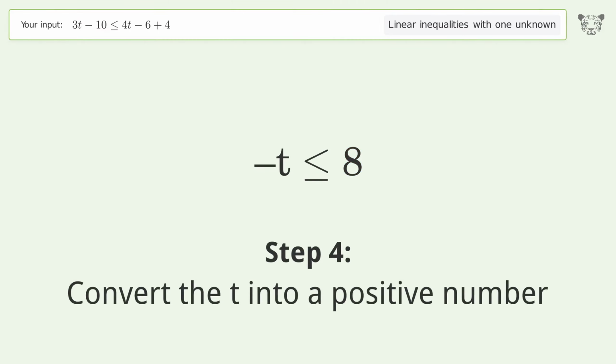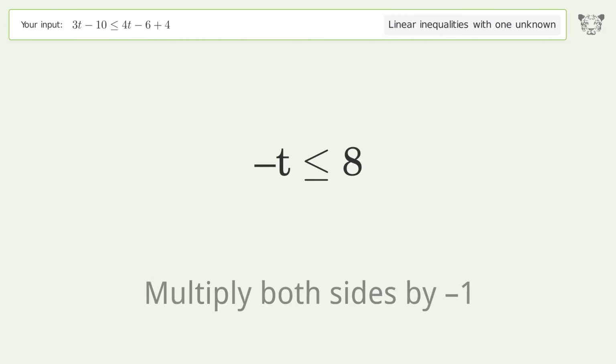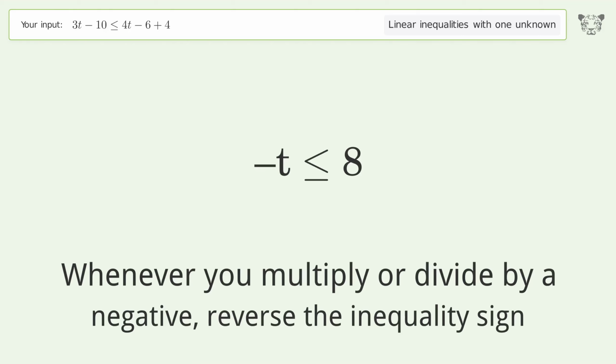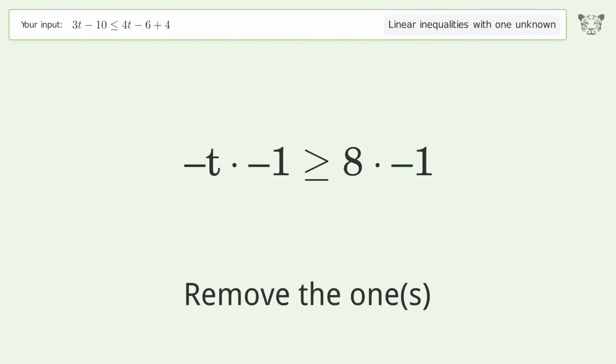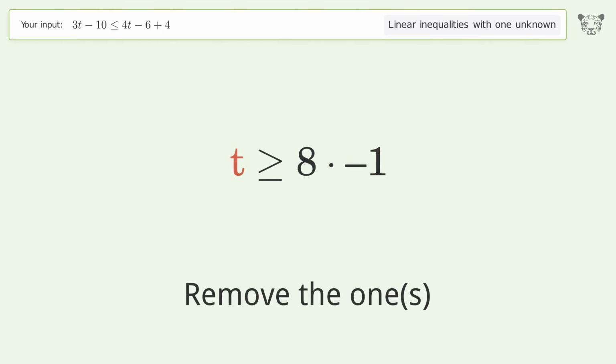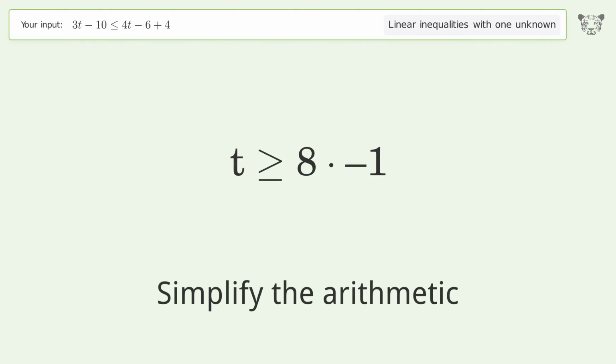Convert the t into a positive number. Multiply both sides by -1. Whenever you multiply or divide by a negative, reverse the inequality sign. Remove the ones. Simplify the arithmetic.